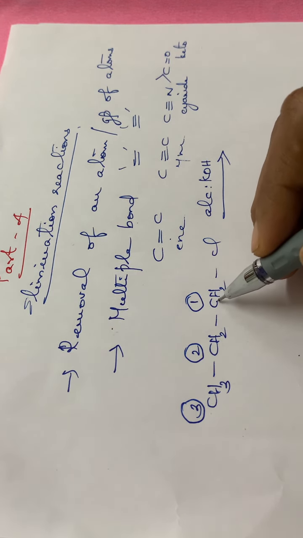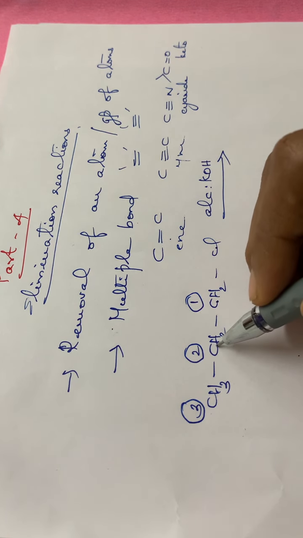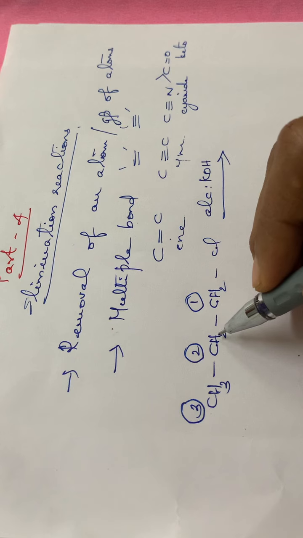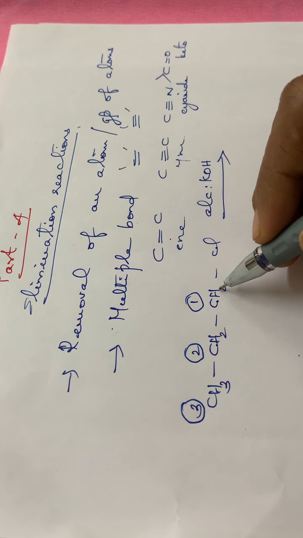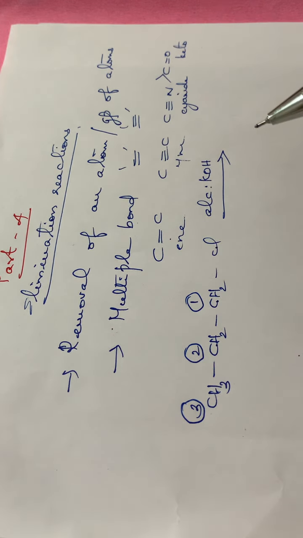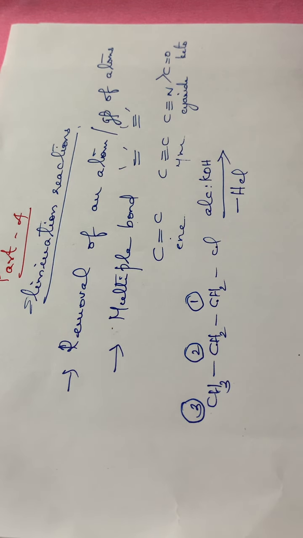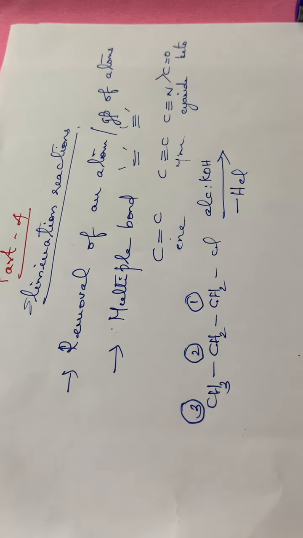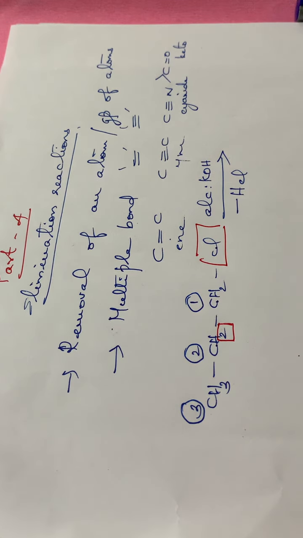From the first carbon atom, one chlorine atom will be eliminated, and from the second carbon atom, which already has two hydrogen atoms, one hydrogen will be eliminated. That means there will be elimination of HCl. So these two groups will be eliminated: one chlorine atom and one hydrogen atom.